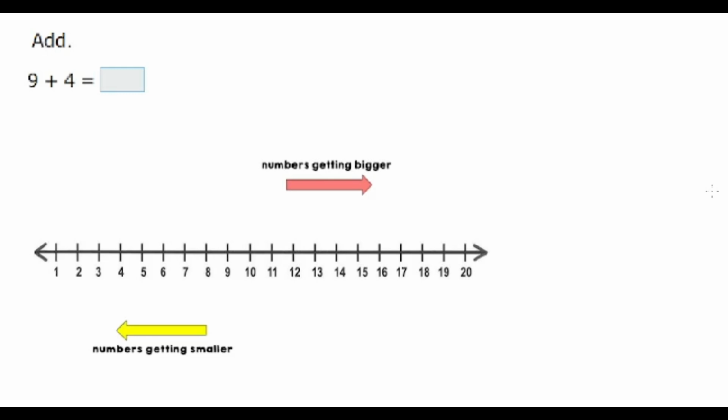and you can imagine yourself at 9, and on a number line, when the numbers go this way, the numbers get bigger, and when they go this way, the numbers get smaller. Okay? So when you're going that way, numbers get smaller. So you can imagine yourself at number 9, and then you can advance by 1, 2, 3, 4 till you find the answer of 13.